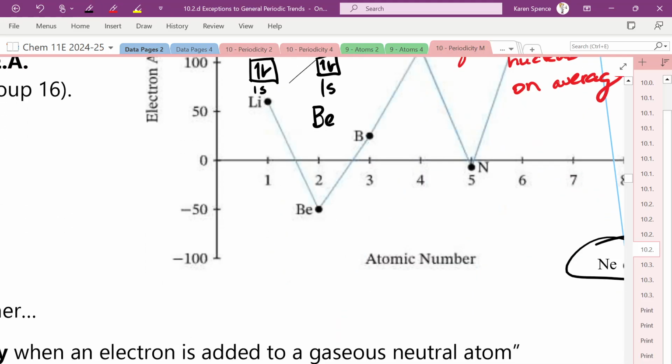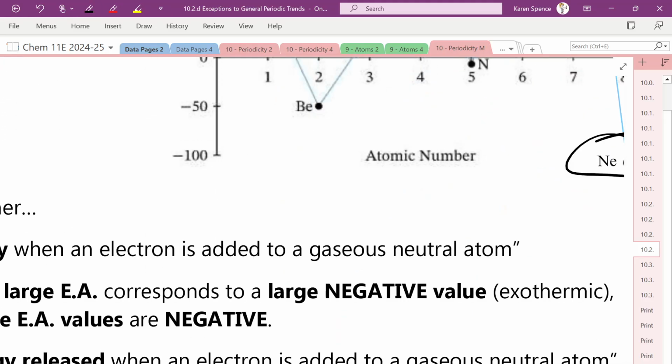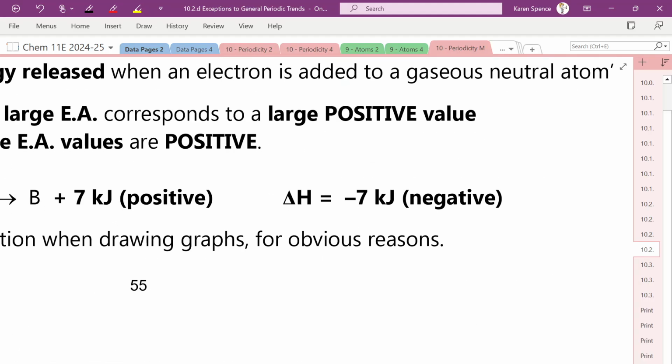No. Like I said, I don't think they're even going to talk about the first electron affinity.